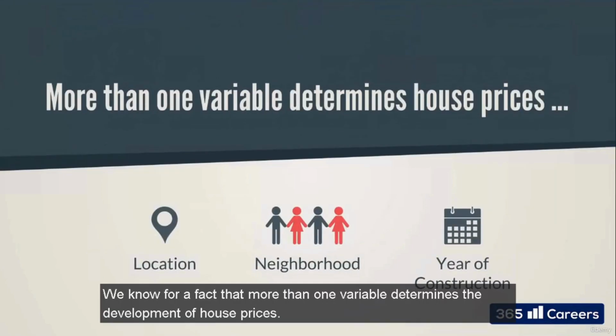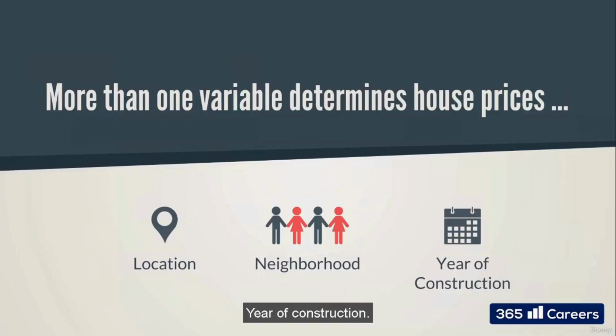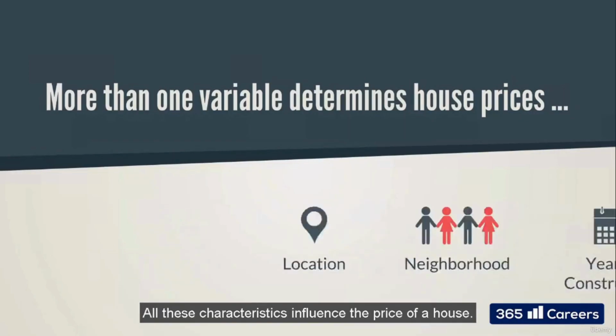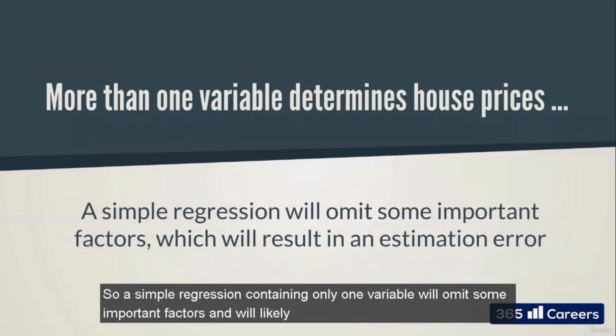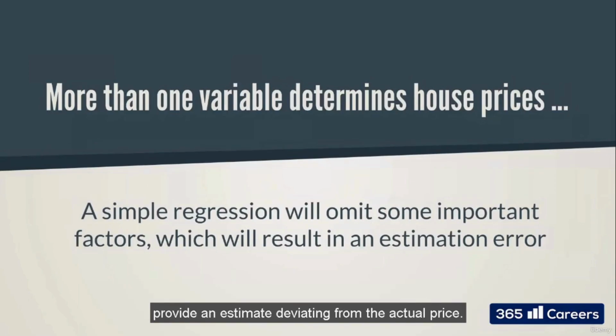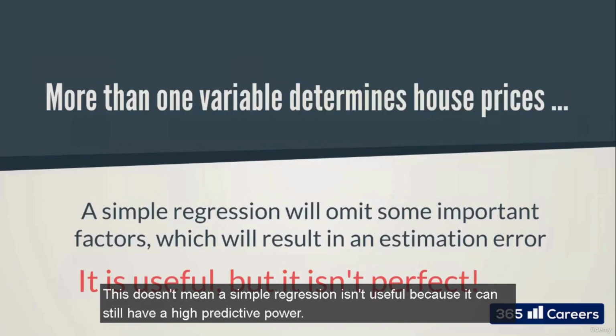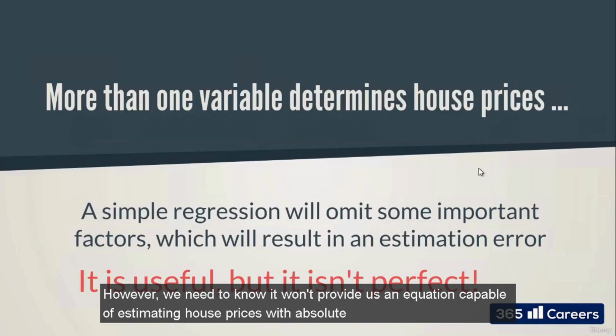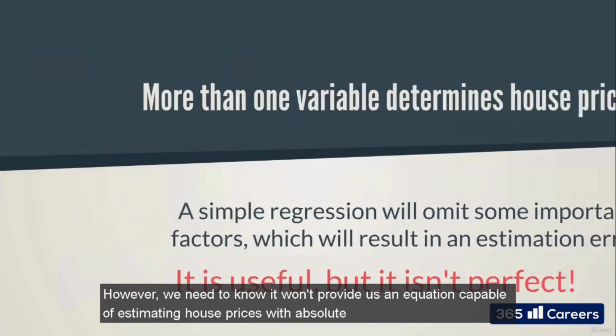We know for a fact that more than one variable determines the development of house prices. Yes, size is important. However, there are other important factors, such as location, neighborhood, year of construction. All these characteristics influence the price of a house. So, a simple regression containing only one variable will omit some important factors and will likely provide an estimate deviating from the actual price. This doesn't mean a simple regression isn't useful, because it can still have a high predictive power. However, we need to know it won't provide us an equation capable of estimating house prices with absolute precision.